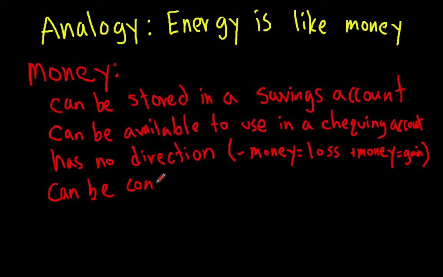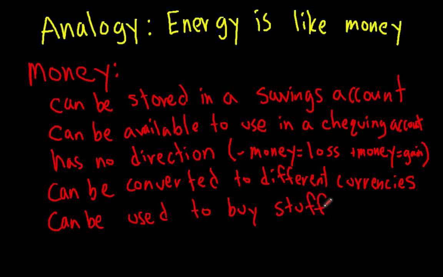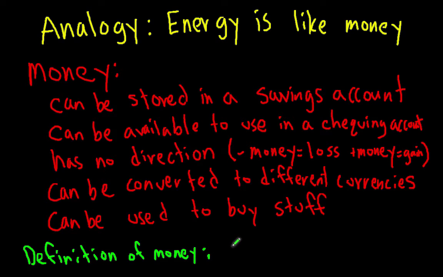Money can be converted to different currencies. You can take Canadian dollars and convert them to euros, for example. And perhaps the most common property of money is that money can be used to buy stuff. In fact, if somebody asks you to define what is money, it's kind of a hard thing to define. But probably the best definition that you could come up with is money is used to buy stuff, or it's the ability to buy stuff. It's not a complete definition of money, but it's a reasonably good one.